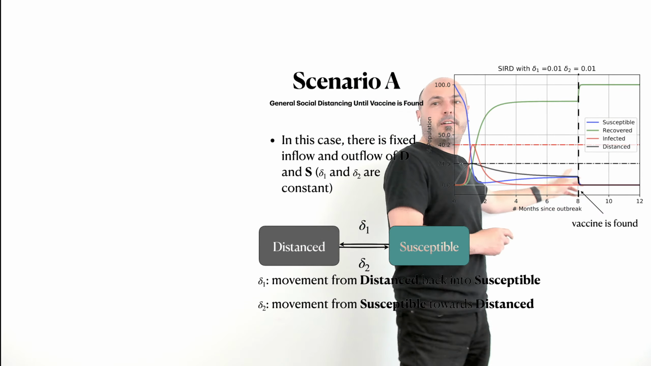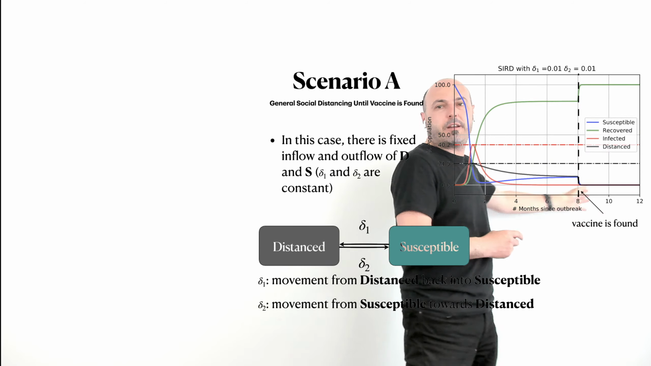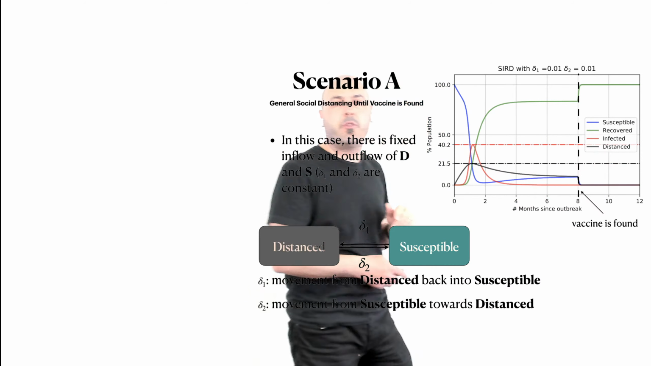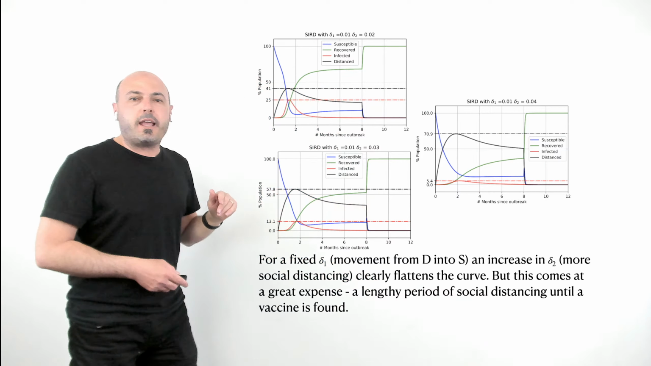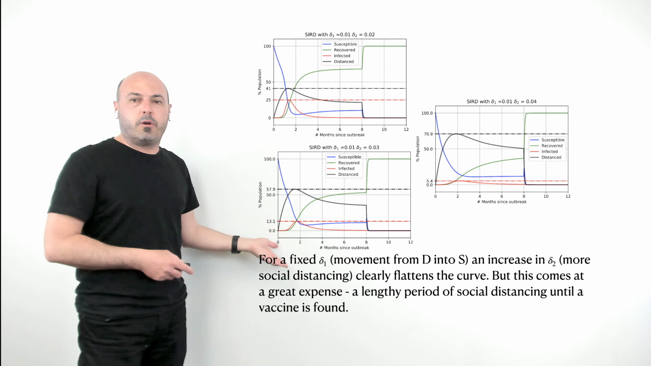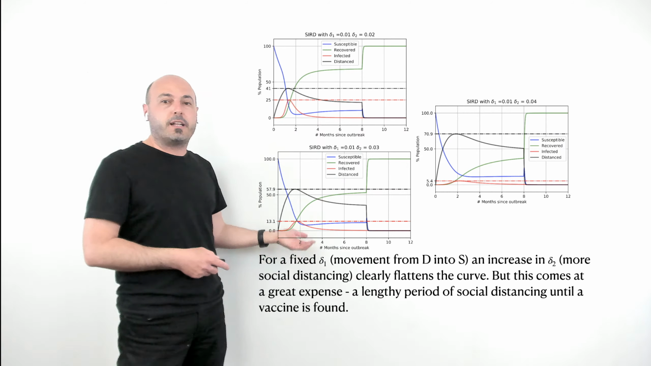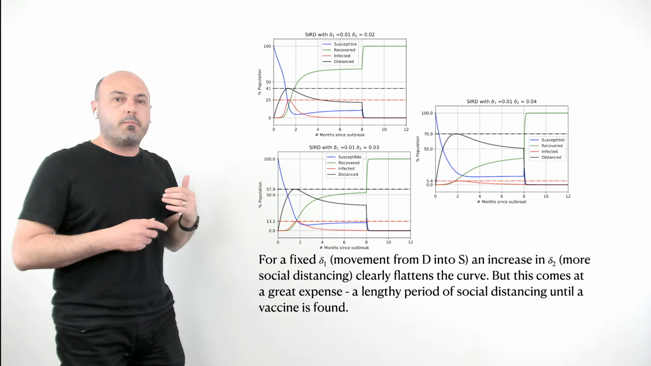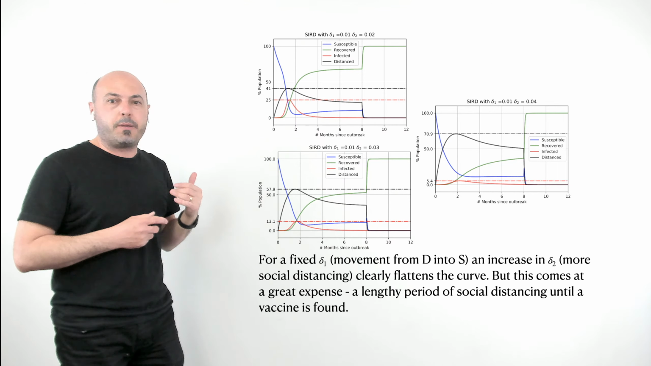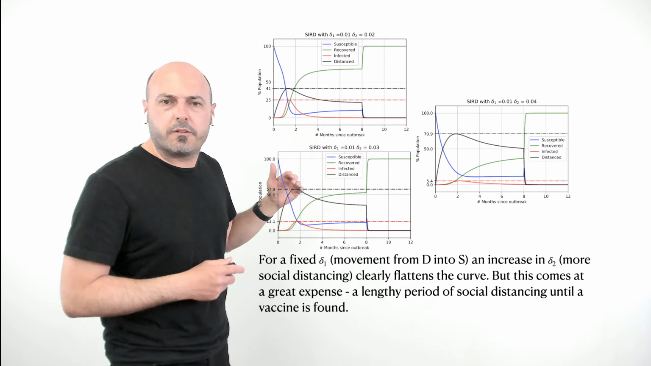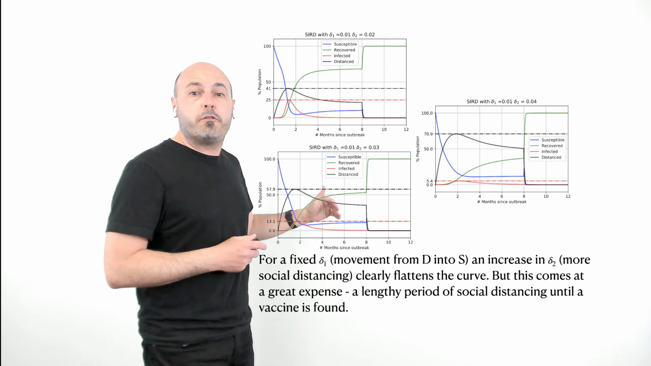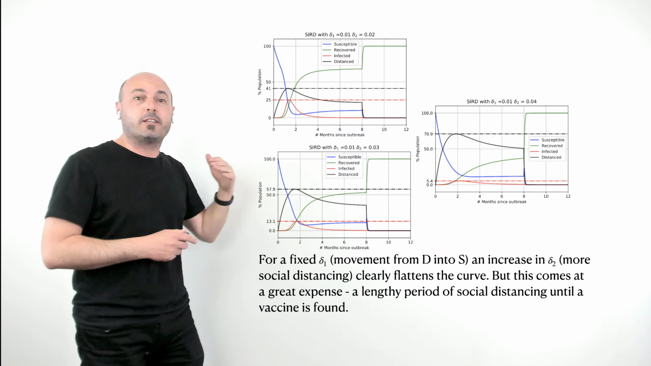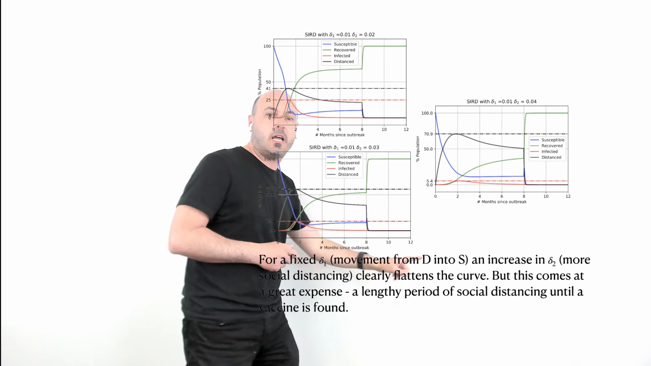And then over here, I defined a vaccine where everyone becomes recovered. So don't worry about that; that's a little trick I did with the code. But if you fix delta 1, the movement from susceptible into distanced, so more people are being distanced. This is a typo here.